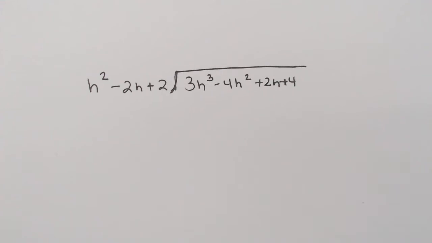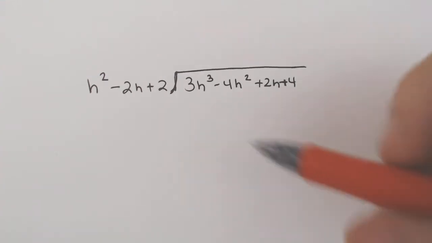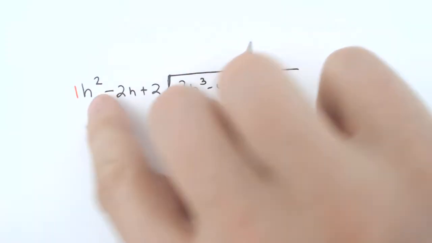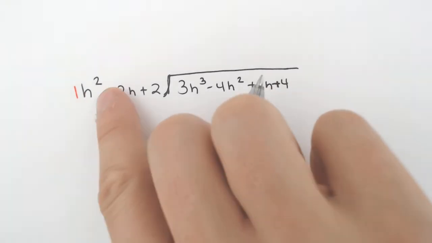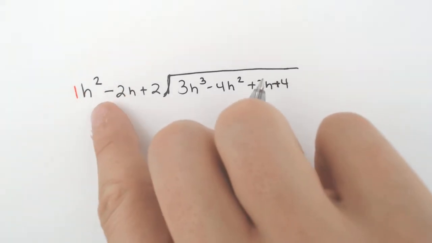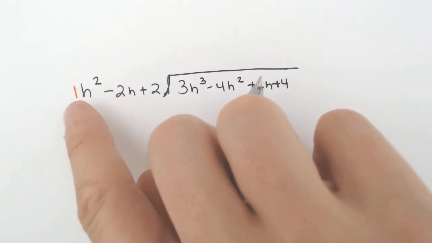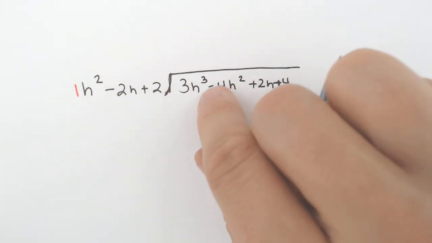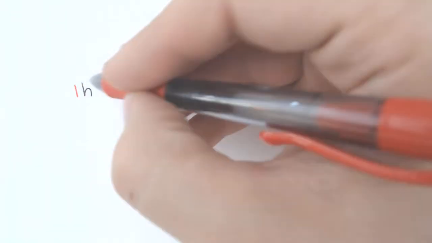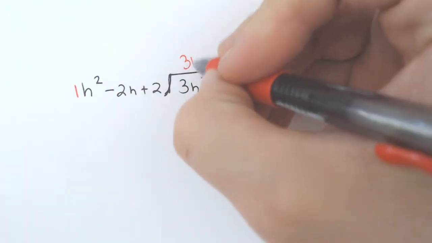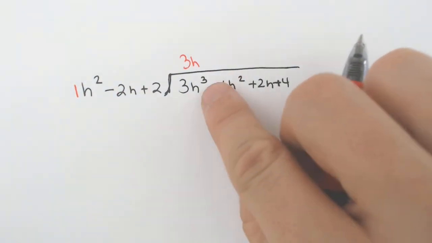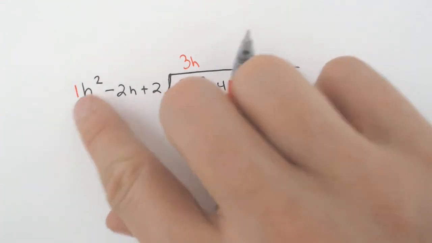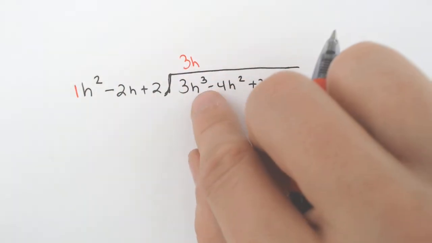So you go through the process of polynomial long division by looking at this first digit, the 1h squared part, that term, and you have to ask yourself, what do I have to multiply 1h squared by to equal 3h to the third? And you would multiply 1h squared by 3h to create 3h to the third, because 1h squared times 3h makes 3h to the third.